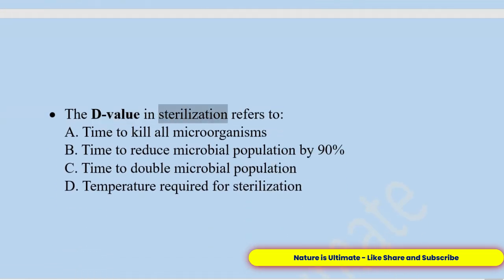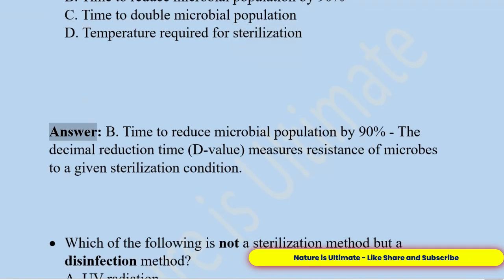The D value in sterilization refers to A. Time to kill all microorganisms. B. Time to reduce microbial population by 90%. C. Time to double microbial population. D. Temperature required for sterilization. Answer: B. Time to reduce microbial population by 90%. The decimal reduction time, D value, measures resistance of microbes to a given sterilization condition.